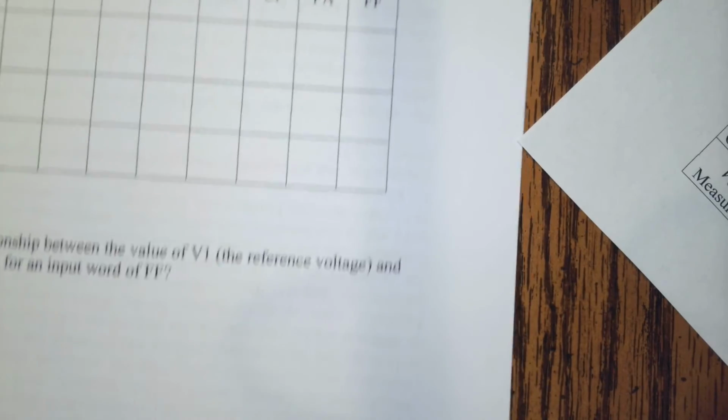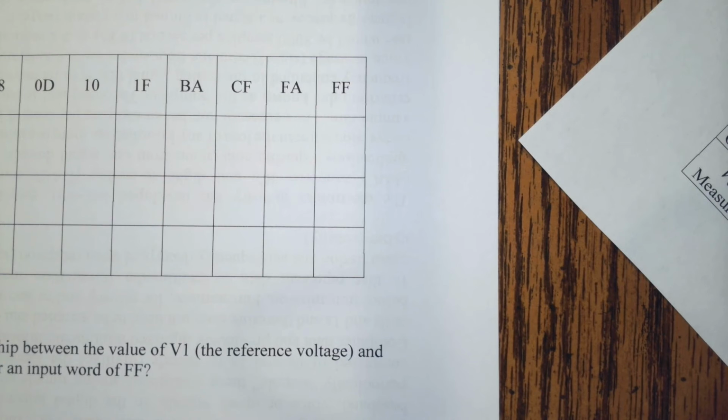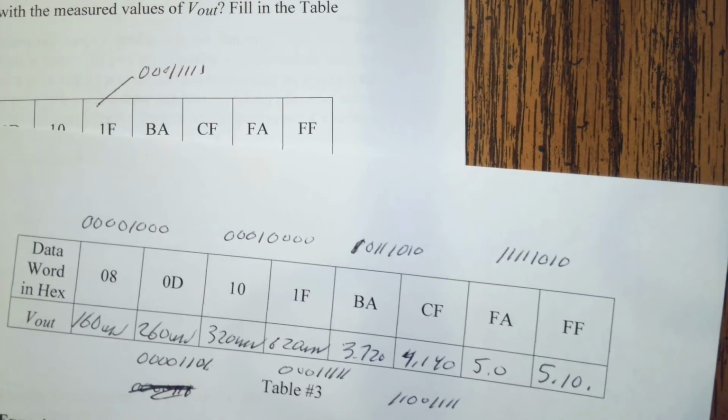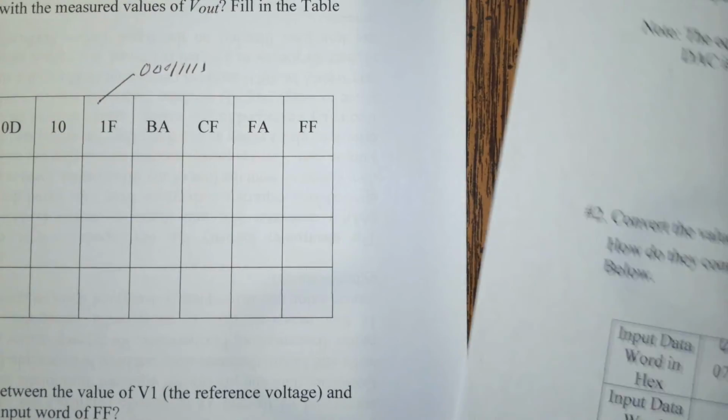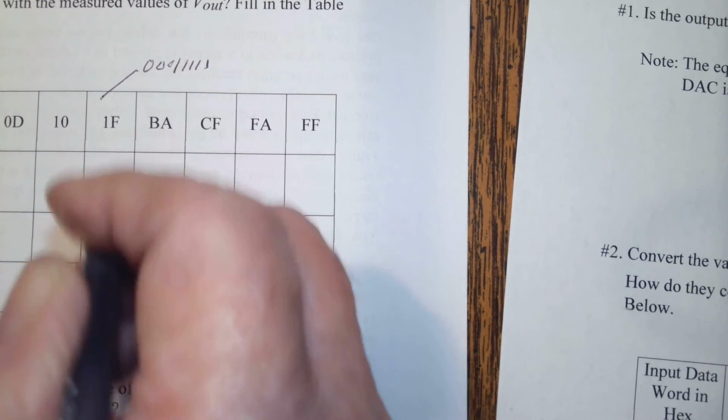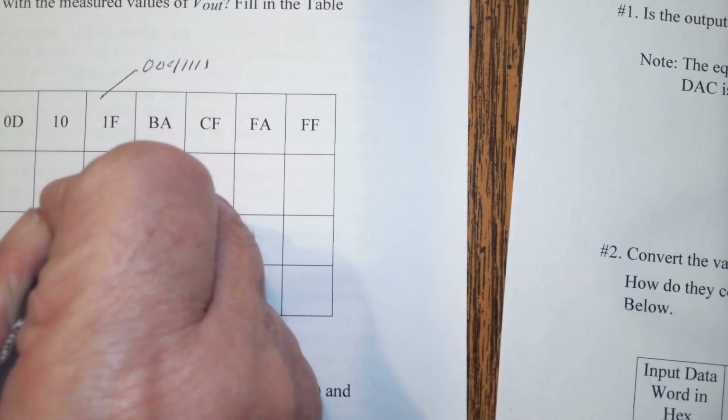If you go over to this table, it's the same thing. The only thing is that the reference voltage has changed. So let's do one of these. I'll go back up here. Let's take 1F. 1F is 0, 0, 0, 1, followed by 1, 2, 3, 4 ones. And the voltage we measured for 1F was 620 millivolts.